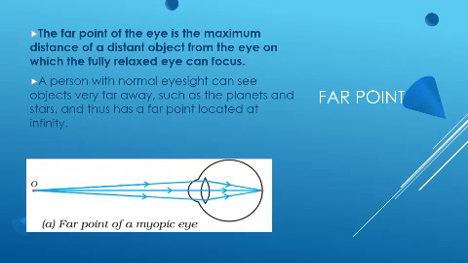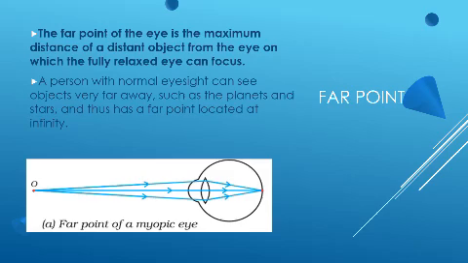The far point of the eye is the maximum distance of a distant object from the eye at which the eye is fully relaxed and can focus far objects easily. A person with normal eyesight can see objects placed very far away, such as the planets and the stars, and thus has a far point located at infinity.